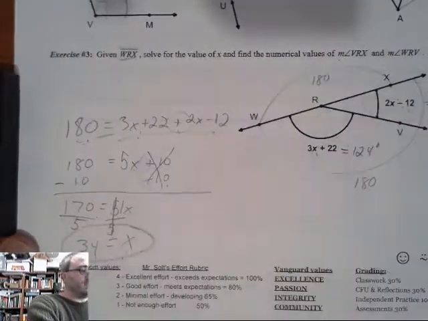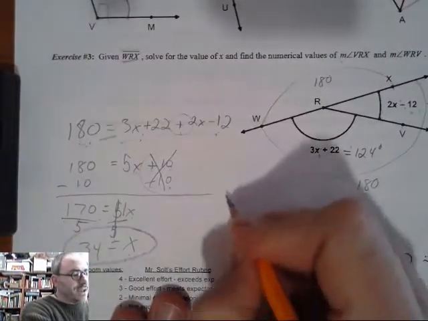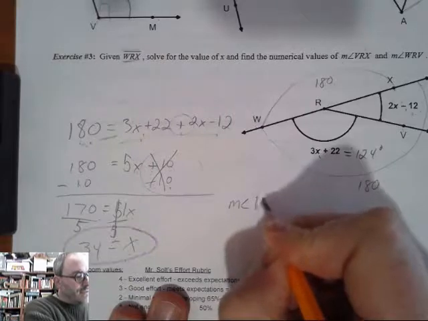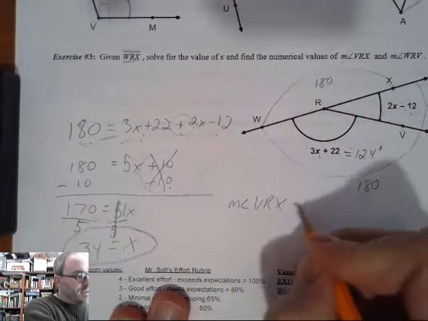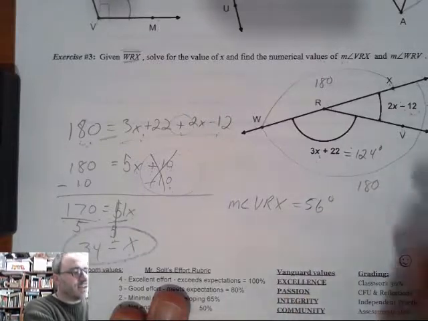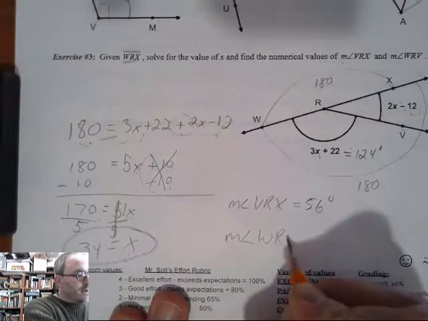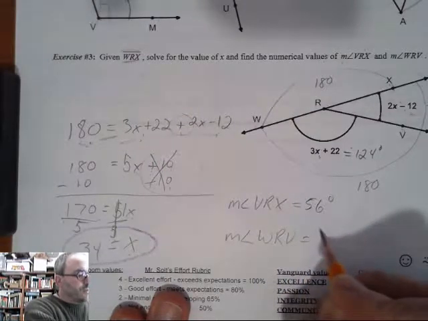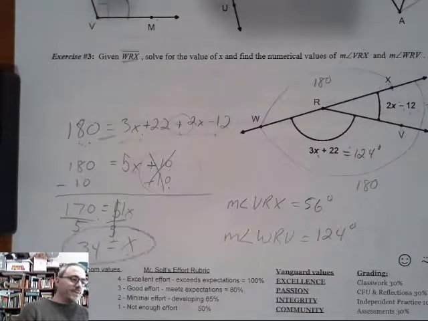56 degrees. So if this was a Regents question, you would say the measure of angle VRX is equal to 56 degrees, and the measure of angle WRV is equal to 124 degrees. That's how it's done, folks.